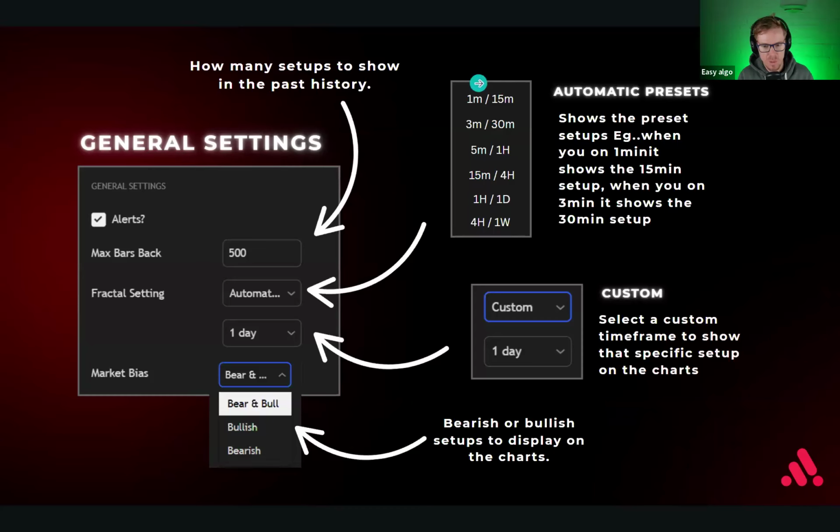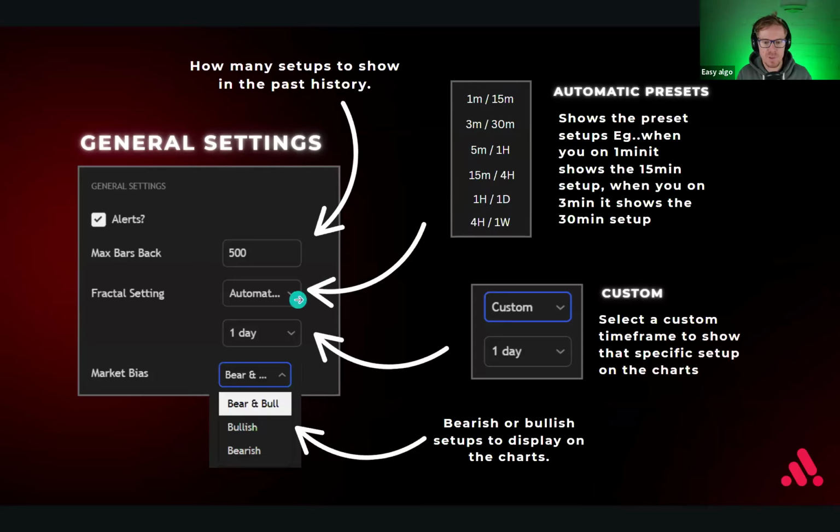So depending on what kind of trader you are, if you're a scalper or a swing trader, or you're looking for even larger swings, you can customize this automated feature to fit your trading style. A lot of people were confused by this, but simply, if you're on the 1 minute, it's going to be finding setups off a 15-minute chart. If you're on a 3-minute, it's going to be looking for setups on a 30-minute chart.